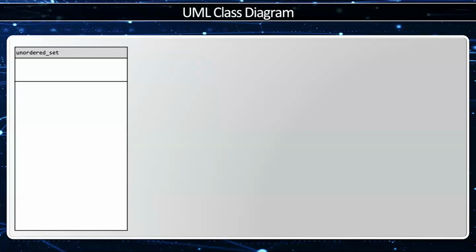This video will demonstrate how to build your own unordered set, and it'll do so by explaining the UML class diagram associated with it. The UML class diagram for the unordered set is quite complex, so we're going to walk through it very slowly. Now we're going to begin with an empty class diagram.